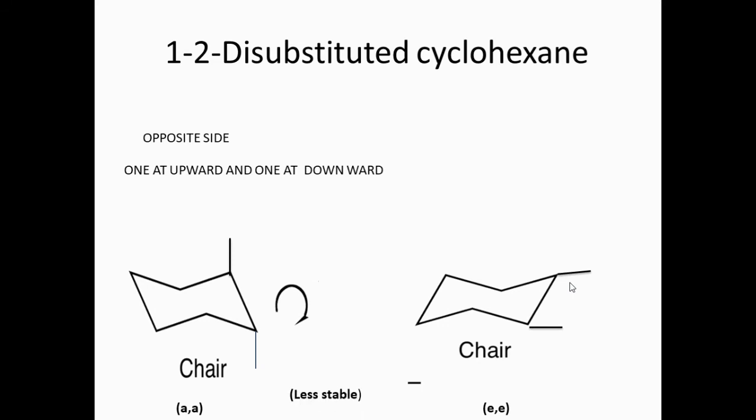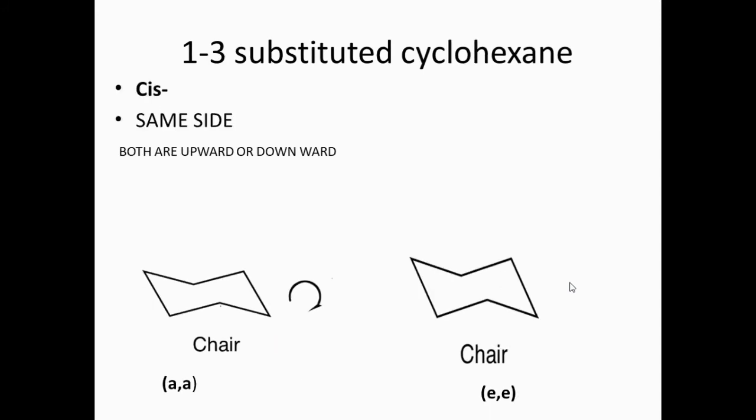Most stable form is trans equatorial compared to trans axial or cis axial equatorial form. For 1,2 disubstituted cyclohexane, the most stable form is trans equatorial. Okay. Next one is 1,3 disubstituted cyclohexane.